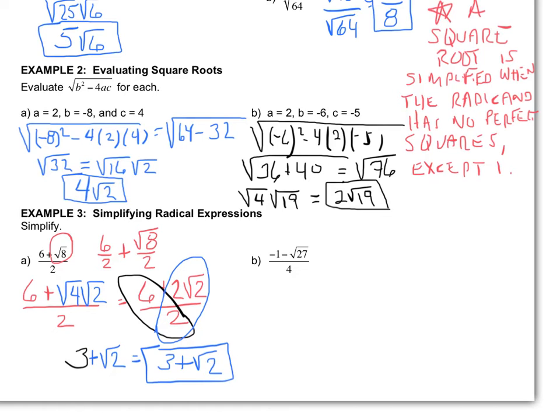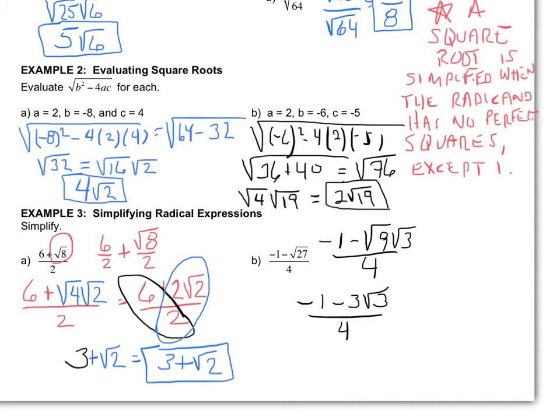On the next one, with that in mind, I'm going to leave it just the way it is, and I'm going to deal with what the numerator looks like first. So negative 1 is going to stay the same. The negative square root of 27 can also be written as the negative square root of 9 times the square root of 3. Again, I'm looking for the perfect squares. That is going to turn into negative 1 minus 3 square roots of 3 over 4.